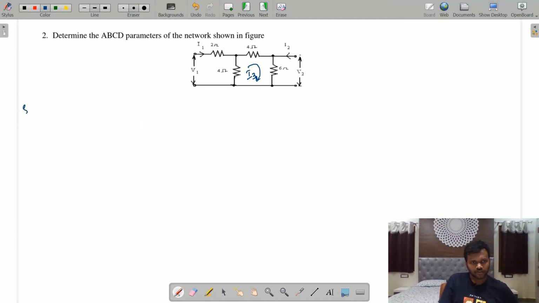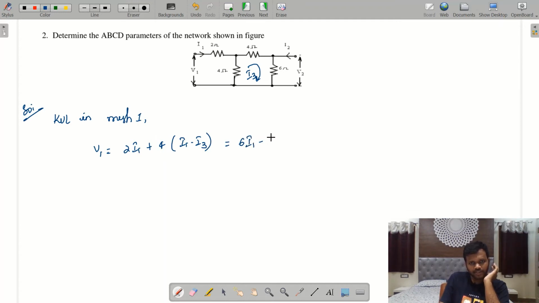Now, solution. Applying KVL in the first loop, KVL in mesh 1, what can we write? V1 equal to 2 into I1 plus 4 into (I1 minus I3), which will be equal to 6 I1 minus 4 I3. This will be my equation 1.